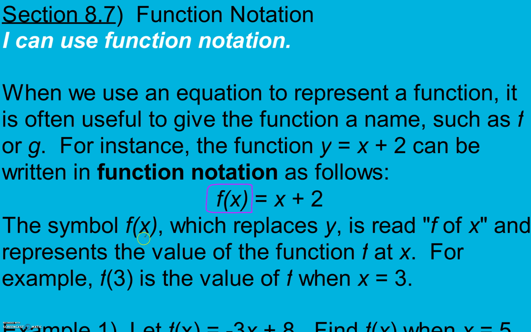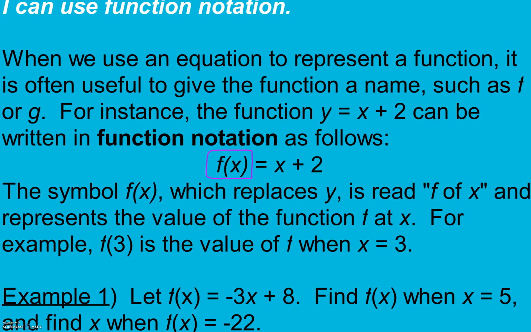This right here, our symbol f of x replaces y, and it's read f of x. It represents the value of our function f at a specific x value. So f of 3 is the value of our function f when x is 3. And this is helpful anytime we're dealing with equations for specific problems, when we're dealing with cost or with heights or with various things where it's a specific type of problem, or anytime we're dealing with more than one equation. Rather than saying the second one, we can specifically say f or g or p or whatever we want it to be.